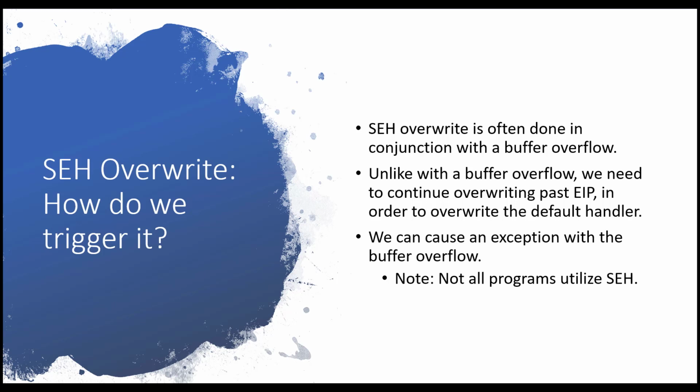So how can we trigger it? Oftentimes it's done in conjunction with a buffer overflow. In this case, our goal is to overwrite the SEH, not EIP. So we overwrite the NSEH, next SEH, as well as the SEH, and then cause an exception to occur. Oftentimes we may do that with a buffer overflow.